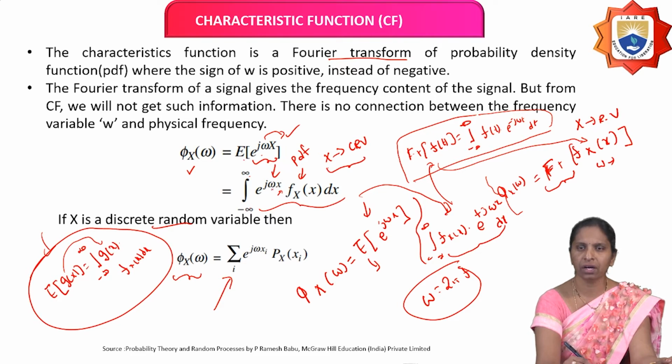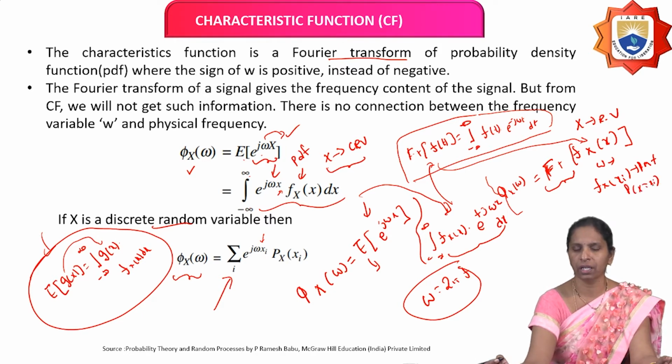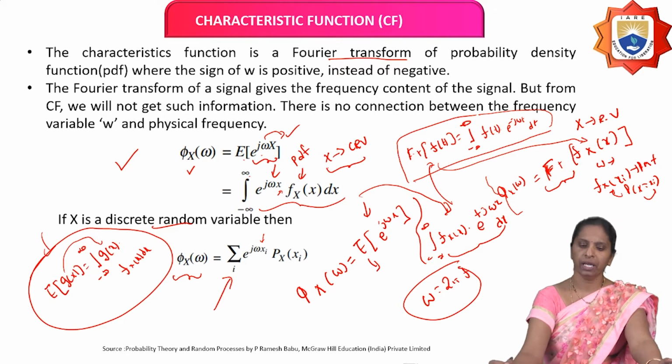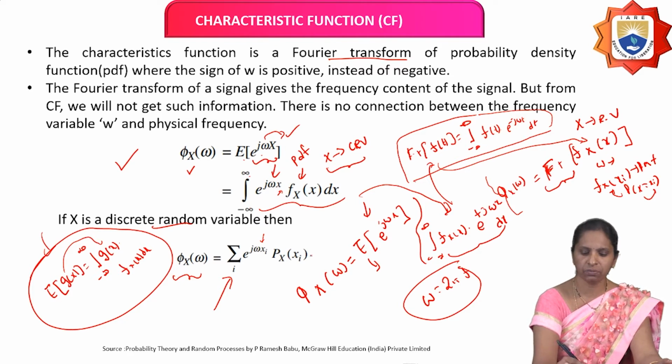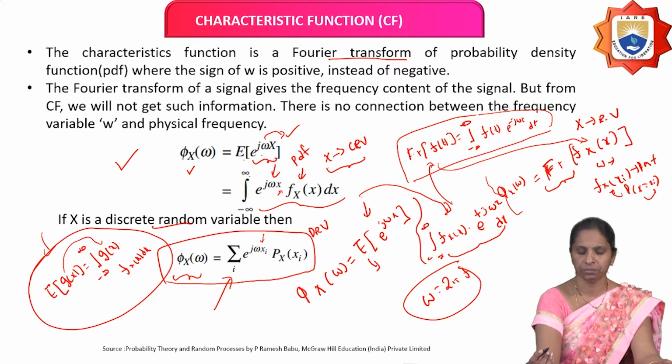variables, x is not continuous in range. It has discrete values like 1, 2, 3, 4 and so on. Therefore, I am taking xi in place of x. And here, f x of xi. So, what is f x of xi? It is the probability mass function, nothing but P of x equals xi, the probability at the value x equals xi. Therefore, these are the formulas to calculate the characteristic function of a continuous random variable, and this is the formula for a discrete random variable.